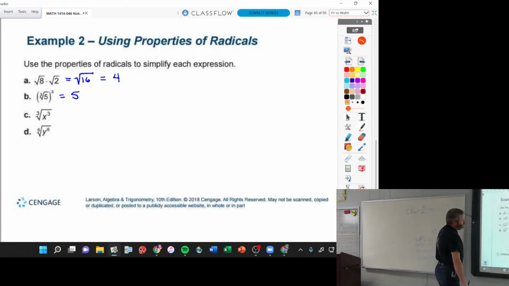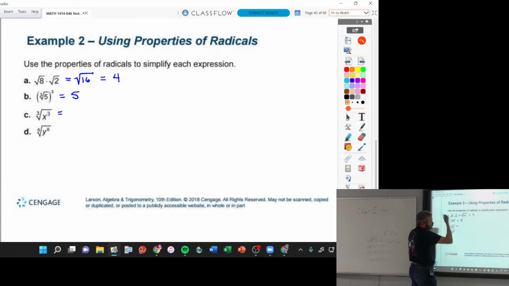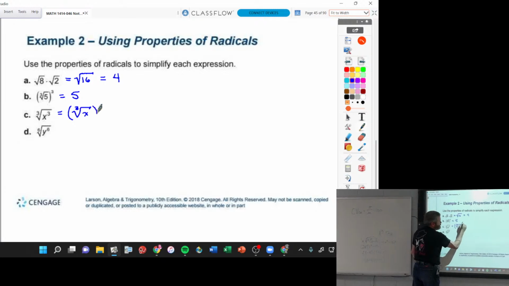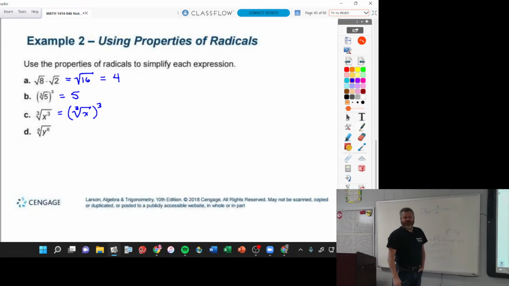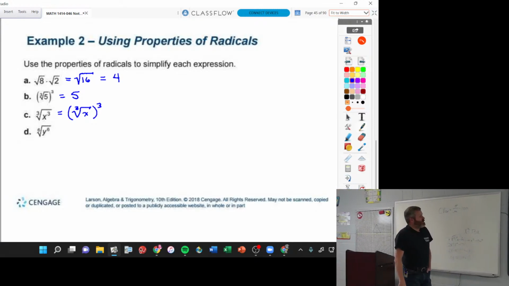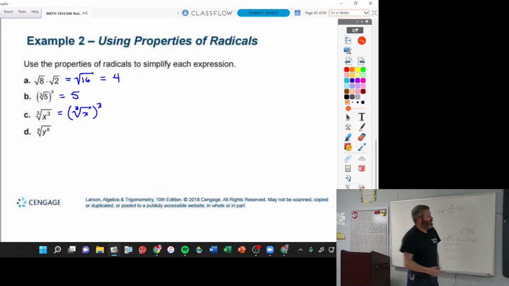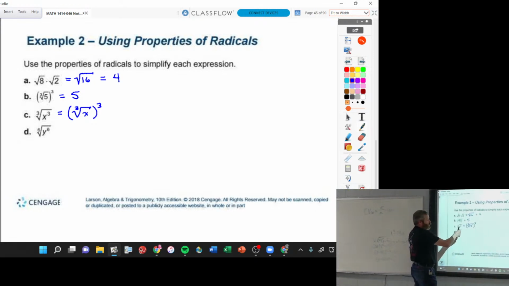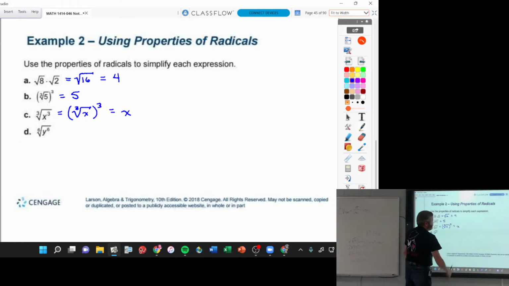This is the cube root of x cubed. Well, I don't have to, but I can rewrite this as the cube root of x cubed. So you'll notice that part C and part B are very, very similar. If you have an exponent on the radicand, you can actually take that outside and do the cube root of the number first and then cube that answer.